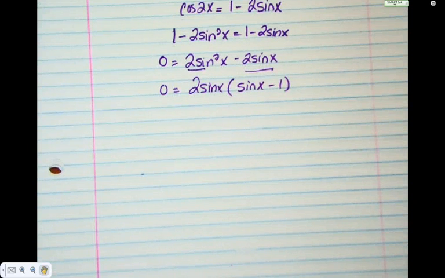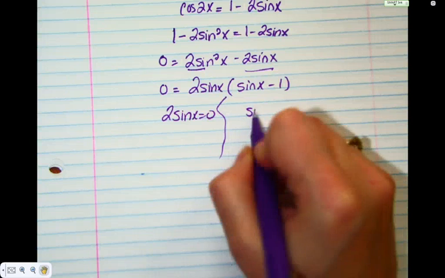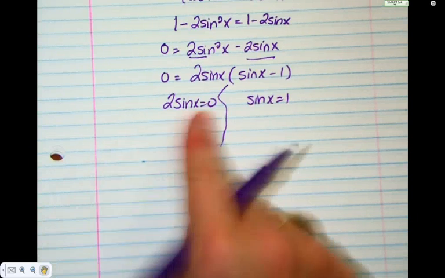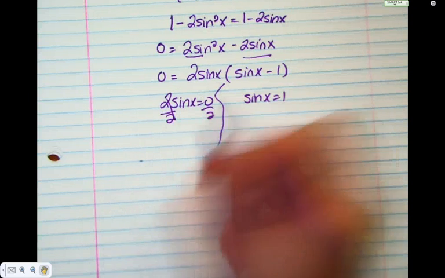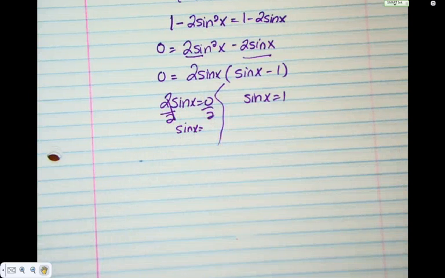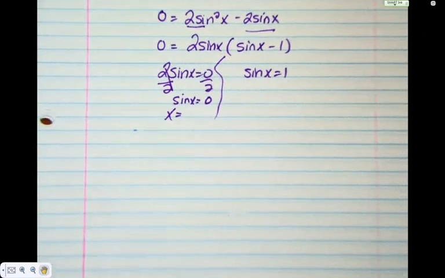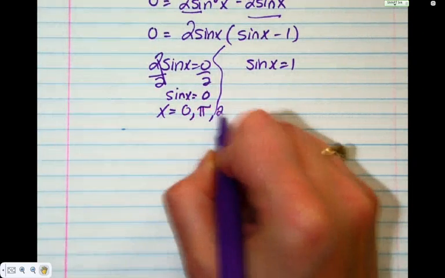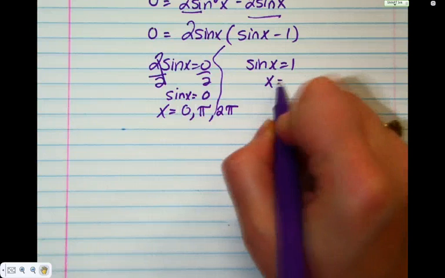What do we do after we factor? Split and solve. What do I do with the 2 here? Just divide each side by 2. And this tends to throw people off, and I don't know why. What's 0 divided by 2? Just 0, so the 2 disappears. Unit circle value, where is the sine value or the y-coordinate equal to 0? I combine both your answers there. And where is the sine value equal to 1?